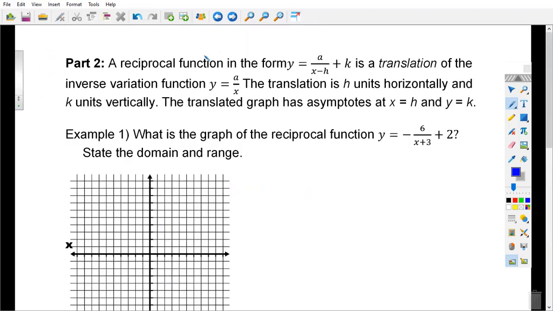Part dos. Okay. So part 2 is when your H and K are no longer just 0. When your H and K are no longer 0, what's happening? Well, those are going to be our horizontal and vertical transformation. So H is our horizontal, telling us whether we're going left or right. And our K is going to be our vertical, telling us whether we're going up or down.